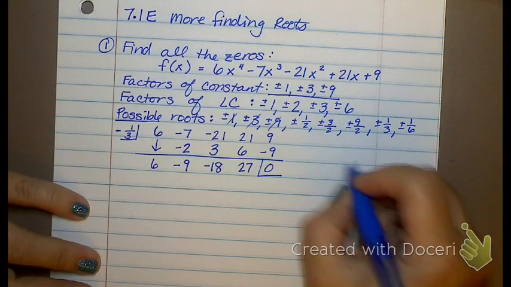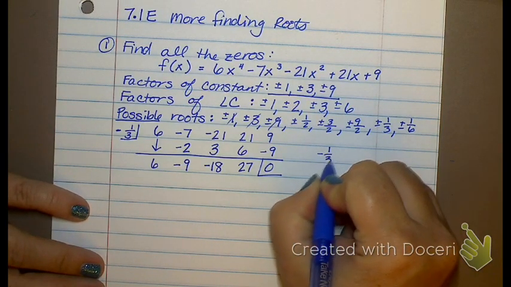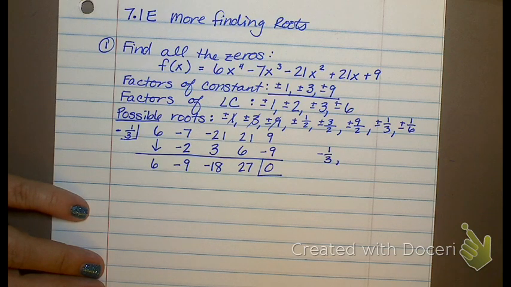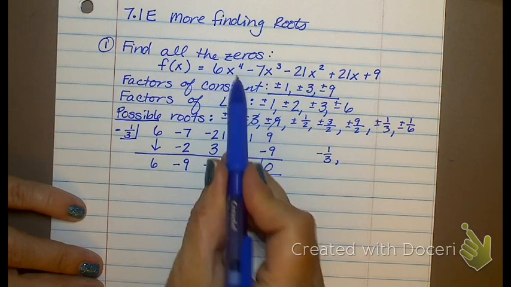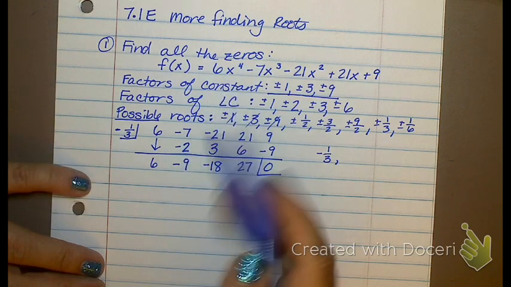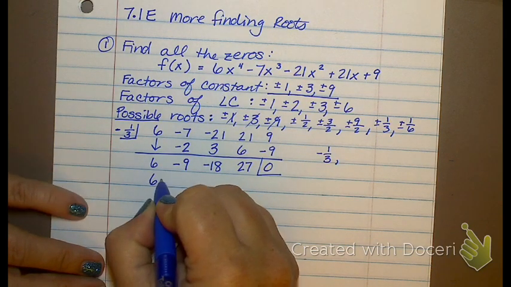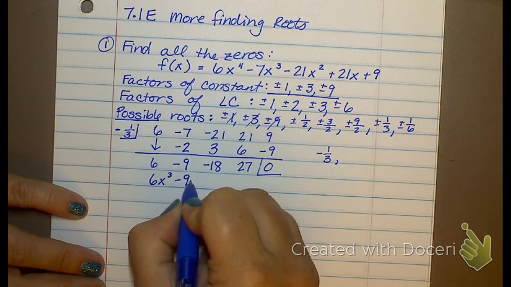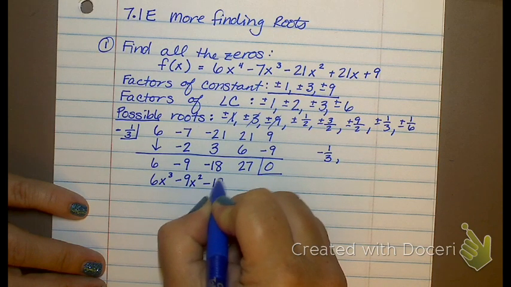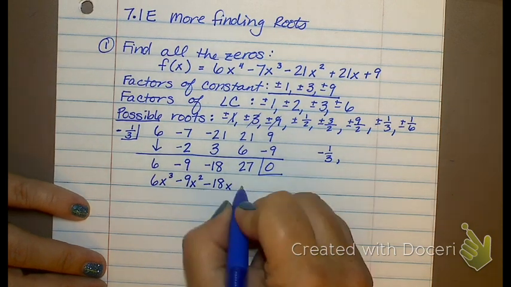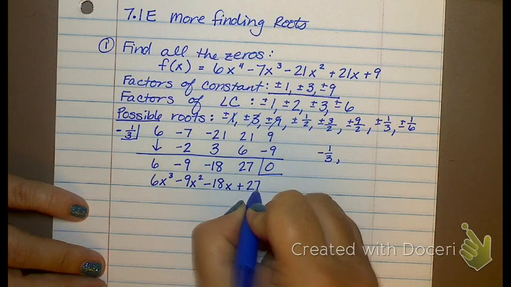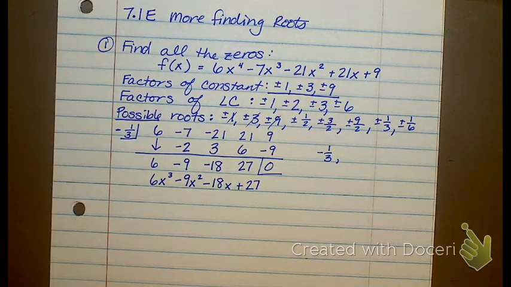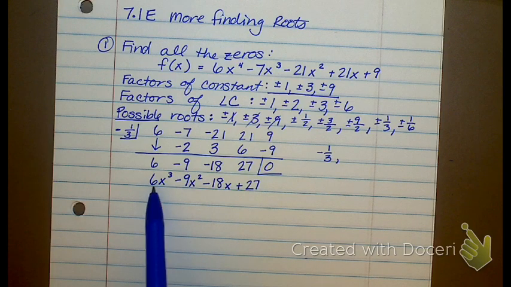So of my answers, I know that -1/3 is one of my 4 answers. I also had a 4th degree equation, and now I'm down to a 3rd degree equation. So 6x to the 3rd minus 9x squared minus 18x plus 27. Now, I want to go further here, and I maybe could have done this at the beginning. Well, no, I don't think I could have done it at the beginning.